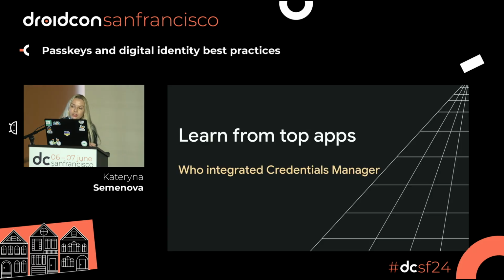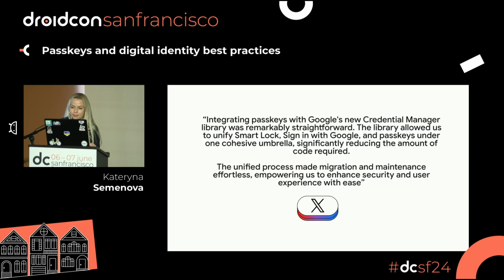And let's look at some feedback from apps that integrated Credential Manager and passkeys last year. X is one of the world's largest social media companies. X engineers recently integrated the Credential Manager API. In the past, they were using Smart Lock for passwords and One Tap APIs for sign-in with Google. By the way, I'm wondering, is anybody here using Smart Lock for passwords or One Tap sign-in? Yep, OK.